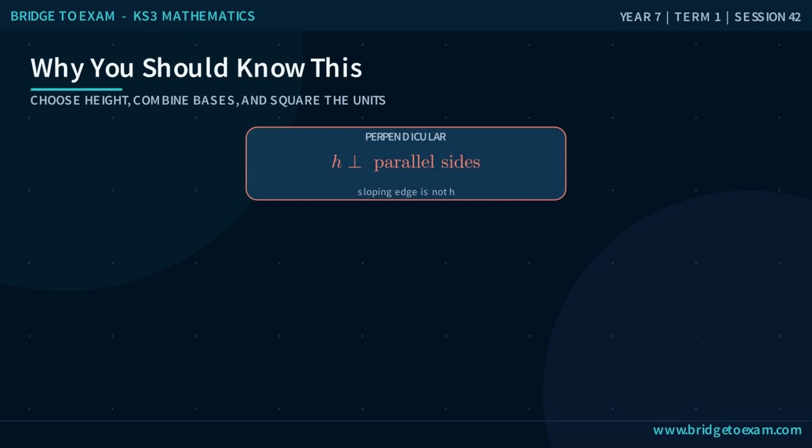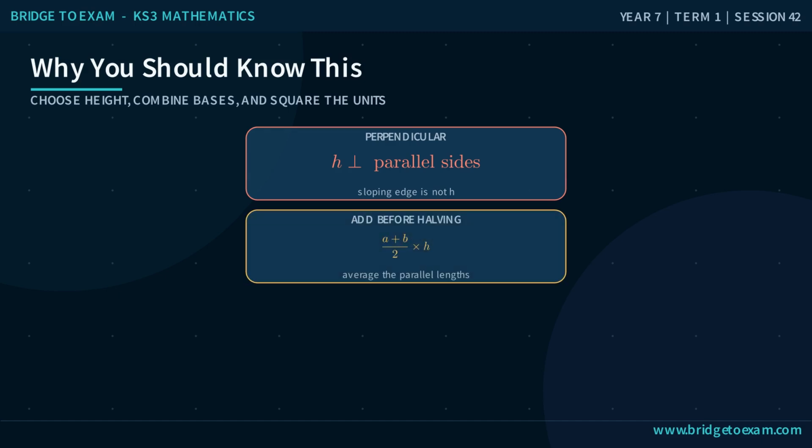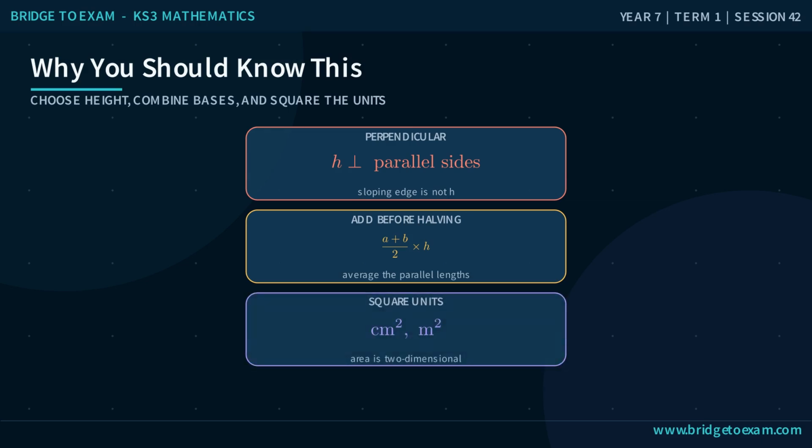The sloping side is usually not the height. Height is the shortest perpendicular distance between parallel sides. For a trapezium, add the two parallel sides before multiplying by 1/2 and the height. Both answers represent surface, so finish with square units.